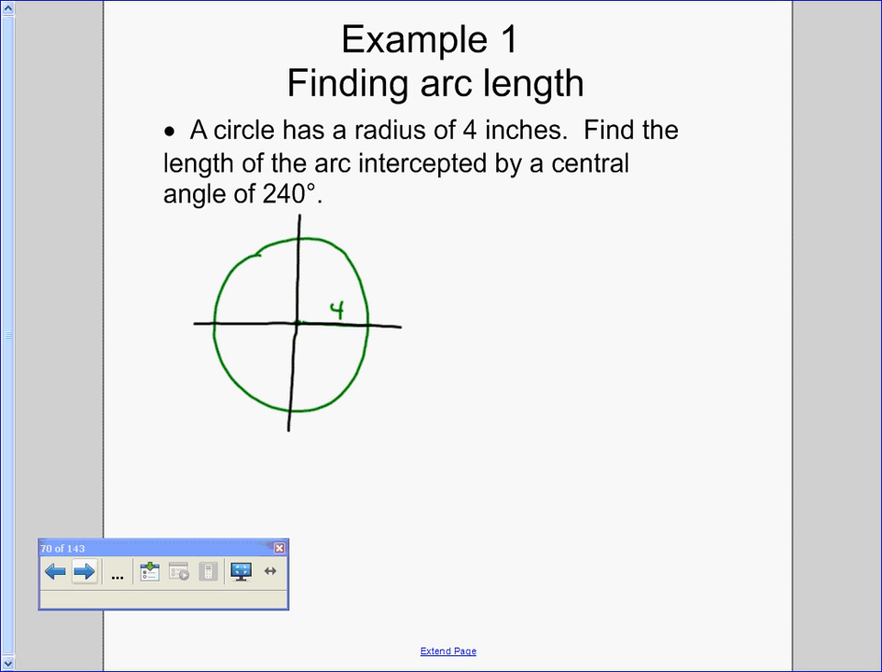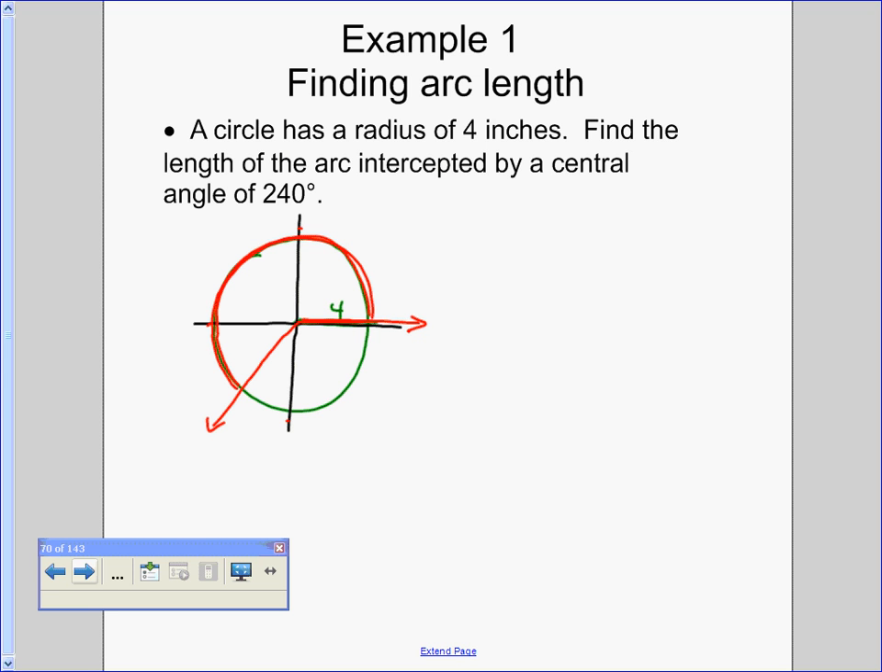If we look at this here, we have the angle starting here. We go to 90, and then we go to 180, and then this would go to 270. So it's somewhere in here. And so we're looking for this arc length here.